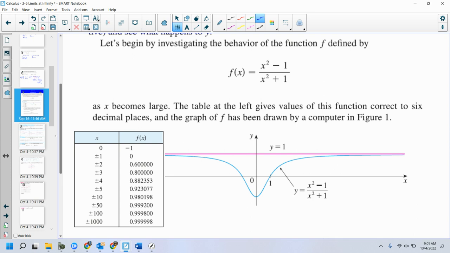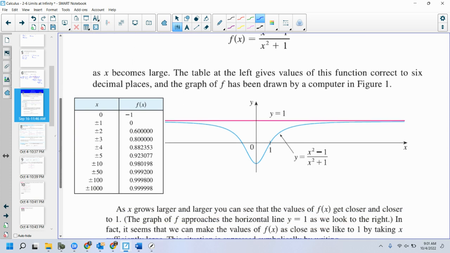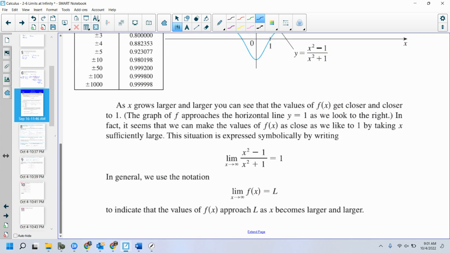As I keep making my values bigger and bigger, it's going to get closer and closer to 1. Is it ever going to reach 1? No. But it's going to get closer and closer to 1. In this particular problem, we can say that the limit as x goes to infinity of this function is equal to 1. And that's the key difference between talking about the limit as x going to some number is equal to infinity in contrast with the limit as x goes to infinity.